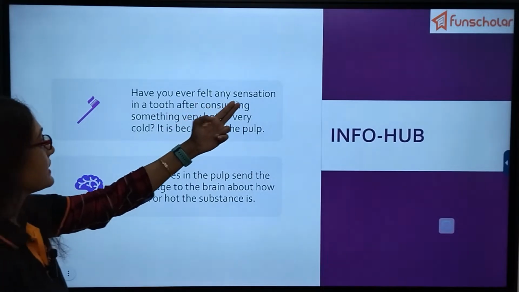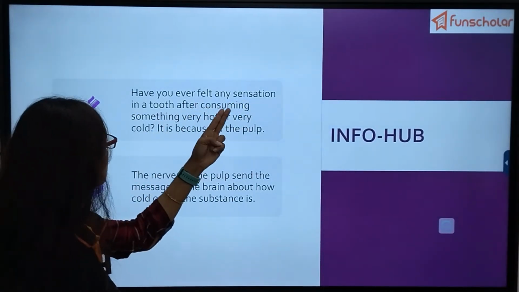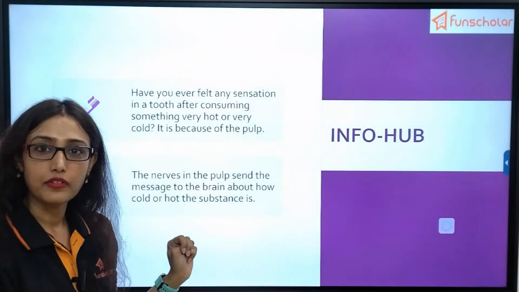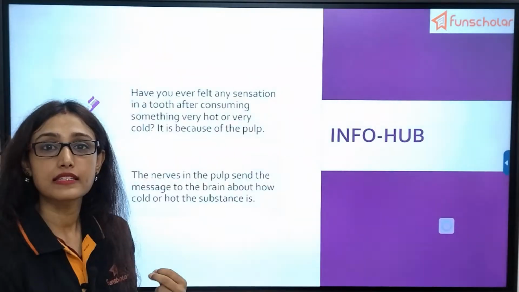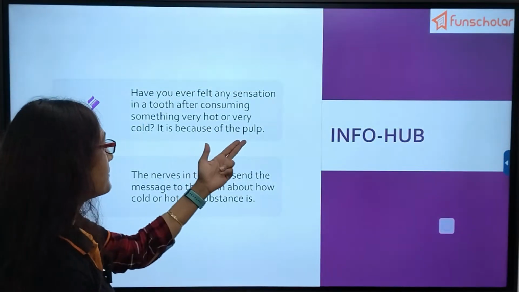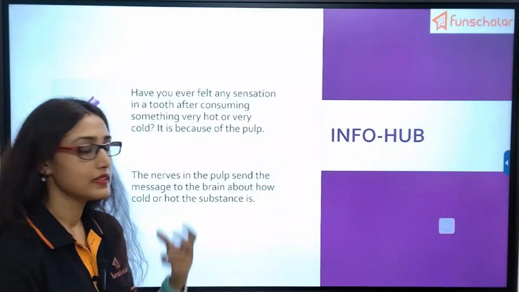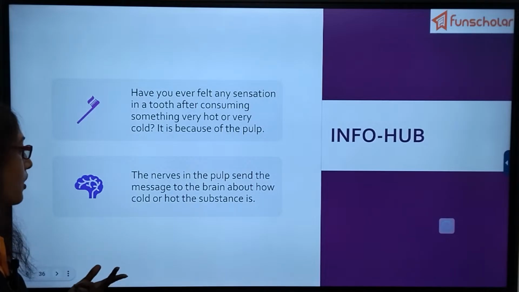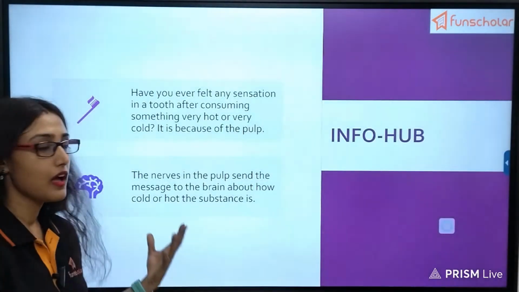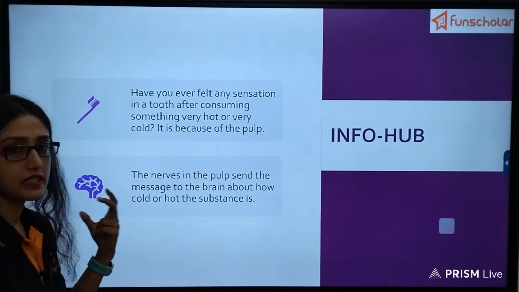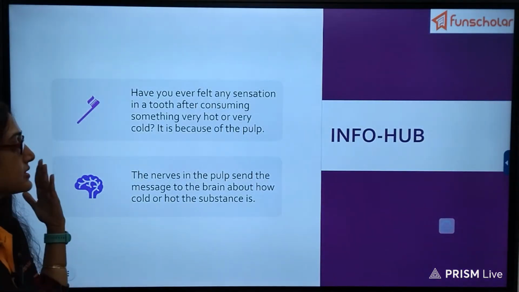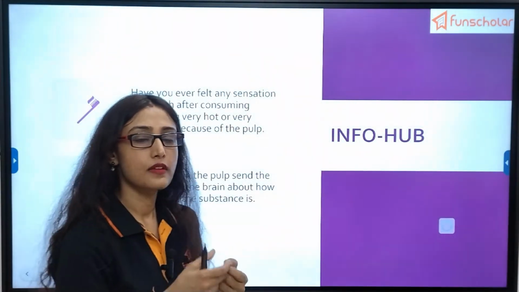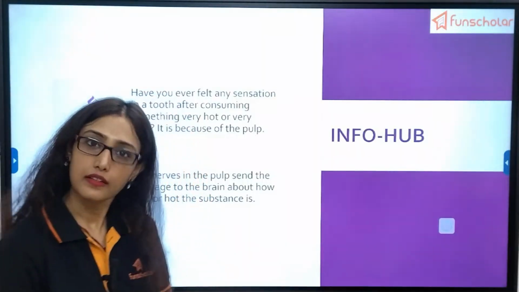Have you ever felt any sensation in a tooth after consuming something very cold or very hot? Yes, we have. Why? Because of the living cell. And which one is the living cell? The pulp is the living cell of the teeth. The nerves in the pulp send the message to the brain about how cold or hot the substance is. How? Because the pulp contains nerves, and those send signals to our brain, and that is why we can understand that the substance is hot tea or cold coffee. Clear? Done.